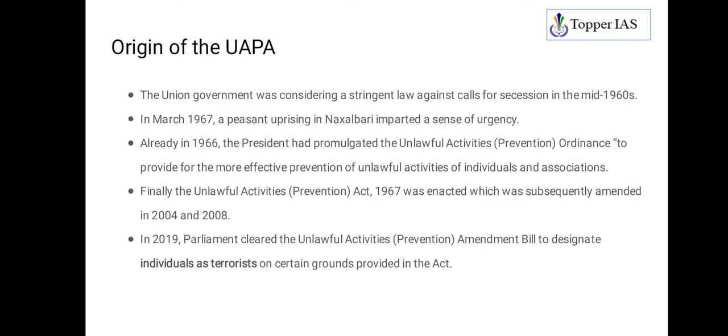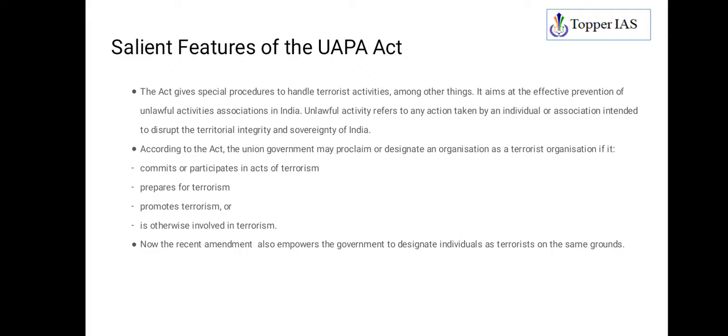Subsequently, the law got amended in 2004 and in 2008. And recently in 2019, the government introduced a new bill amending certain provisions of this act. The main thing is that earlier, in the 1967 act, only associations were declared unlawful. Now, in the 2019 amendment, even individuals can be declared terrorists under the act. So we will see certain salient features of the act.